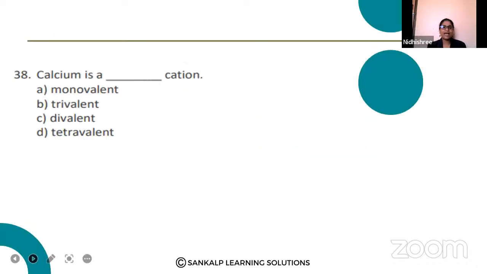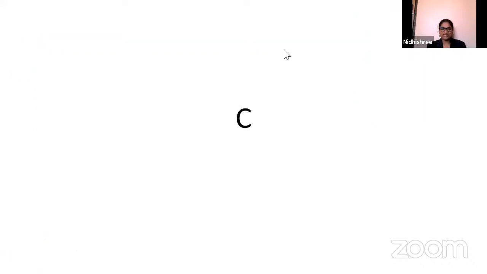Next question. Calcium is a dash cation. Monovalent, trivalent, divalent, tetravalent. Option C, ma'am, divalent. What about others? Others also voted for option C, that is divalent. Option C is the right answer.